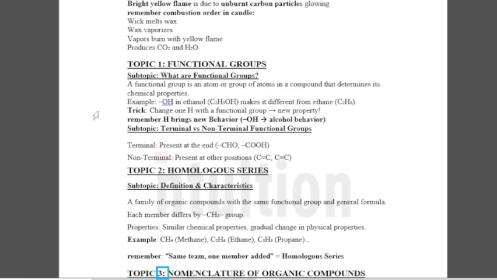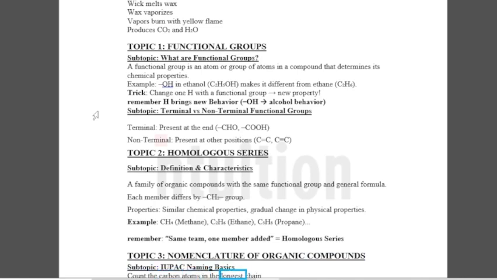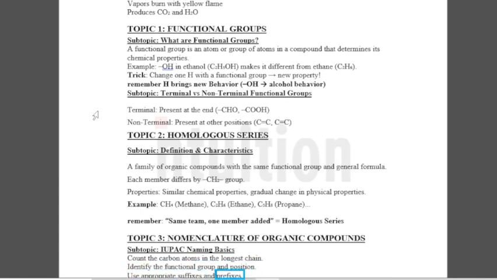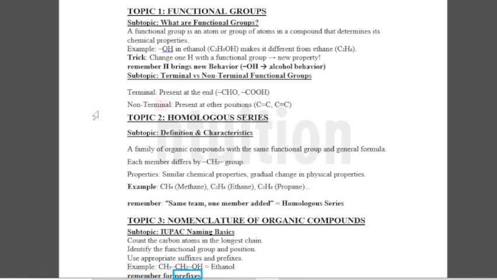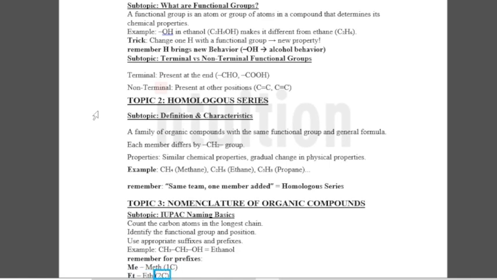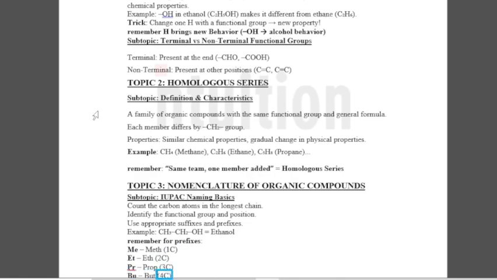Topic 3. Nomenclature of organic compounds. Subtopic: IUPAC naming basics. Count the carbon atoms in the longest chain. Identify the functional group and position. Use appropriate suffixes and prefixes. Example: C₂H₅OH is ethanol. Remember for prefixes: meth, 1C; eth, 2C; prop, 3C; but, 4C.